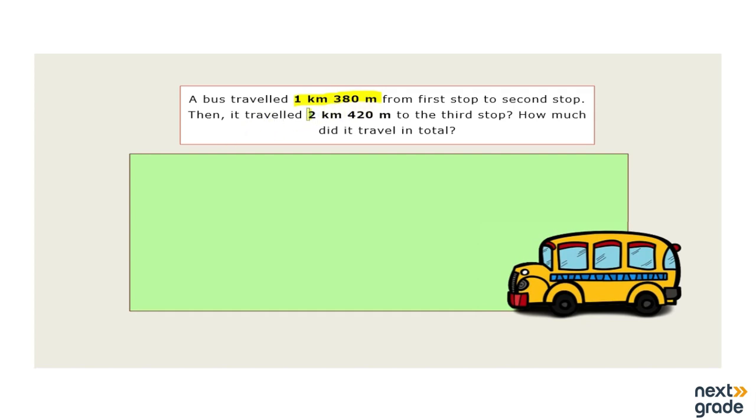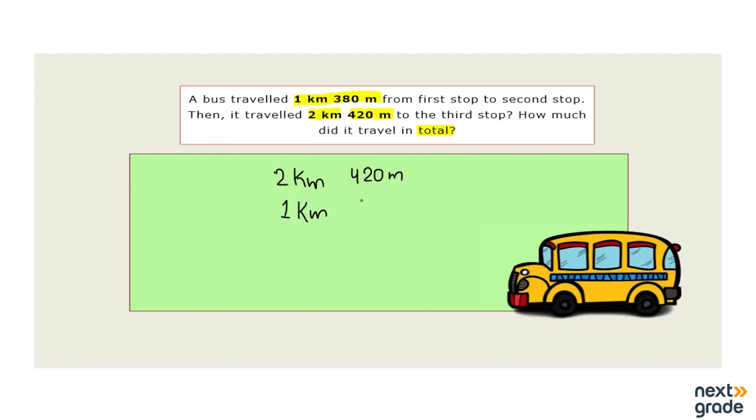देन इट ट्रैवल्ड 2 किलोमीटर्स एंड 420 meters टू द थर्ड स्टॉप. हाउ मच डिड इट ट्रैवल इन टोटल? इन टोटल मीन्स कि आपने इनको ऐड करके बताना है कि कितना उनका सफ़र तय हुआ. ठीक है, सो वी आर गोइंग टू राइट द फर्स्ट स्टेटमेंट और just make sure कि जो bigger number है उसको पहले लिखें आप और smaller को बाद में. So we're gonna write the 2 kilometers first. 420 meter.